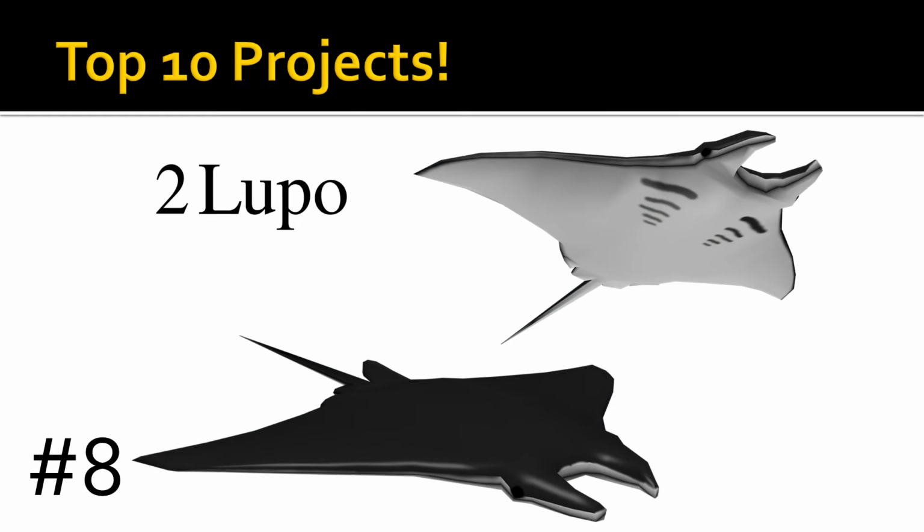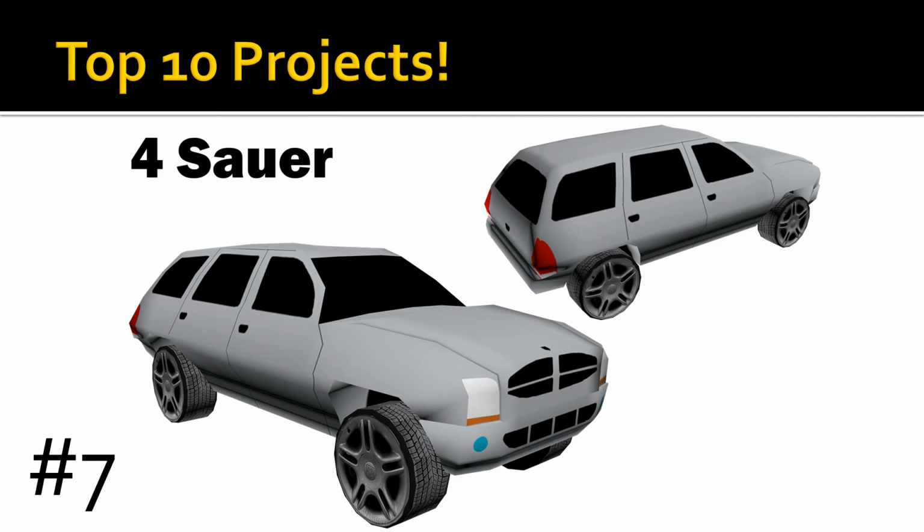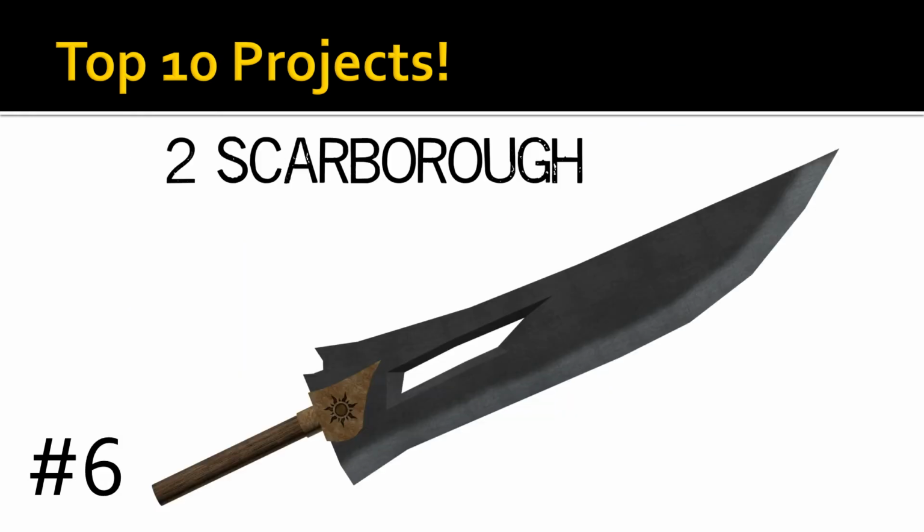We've got Lupo's Manta Ray. Doesn't have a mouth, but still it's an organic object, which makes it more difficult to make because it's nice and smooth. Alright, we've got Mr. Sauer's Jeep. Very, very nice. Good choice.